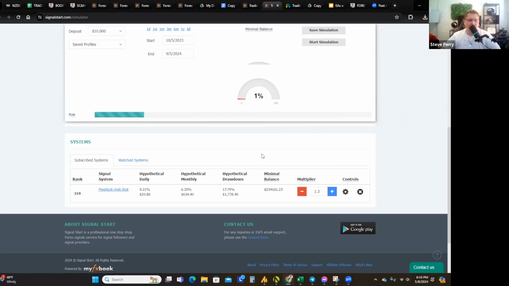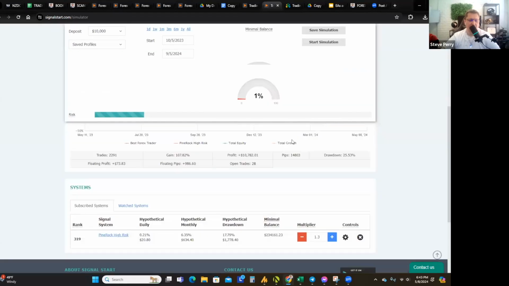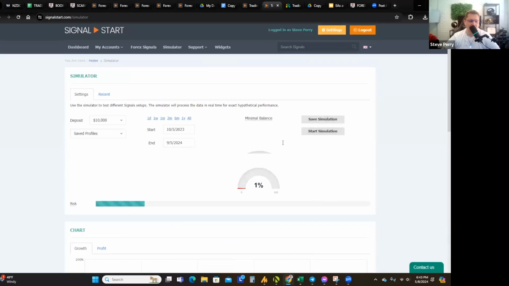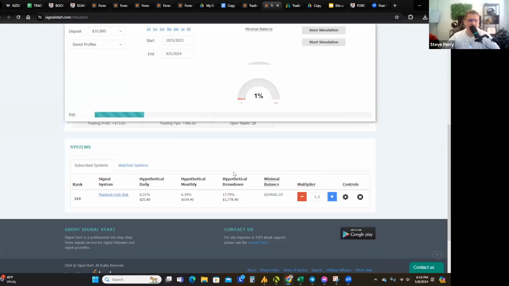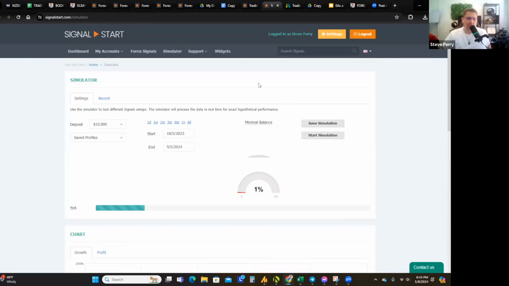Okay, so that's just a simulation. And this is kind of nice because you can save your simulations, you can come back and you can play around with this to see how you would perform if you were to use this kind of copy trader. Okay, so the last few minutes, I do want to go over to MQL5.